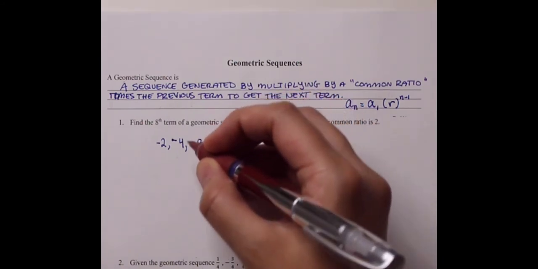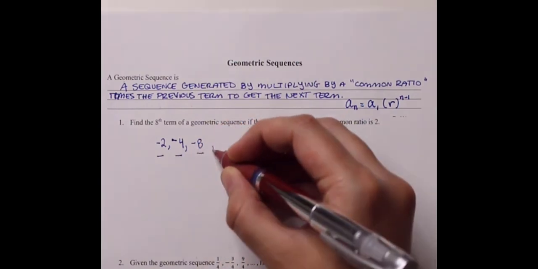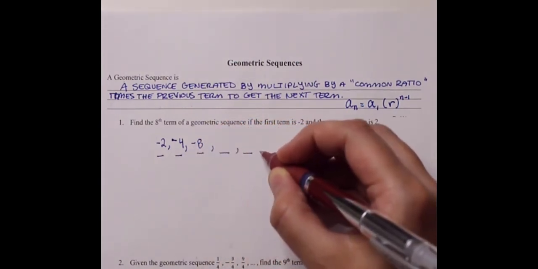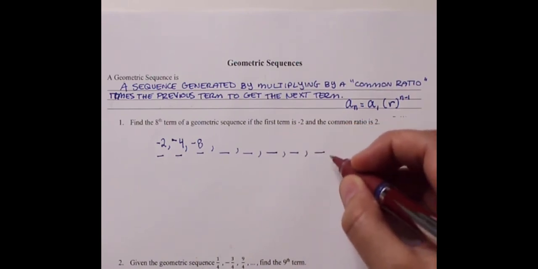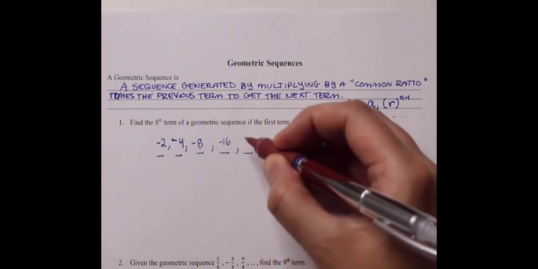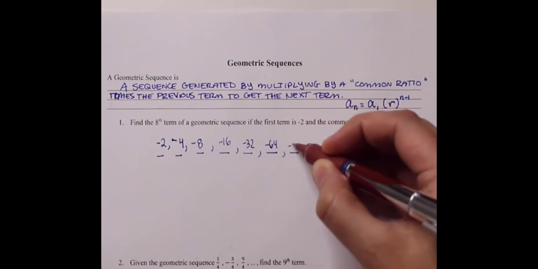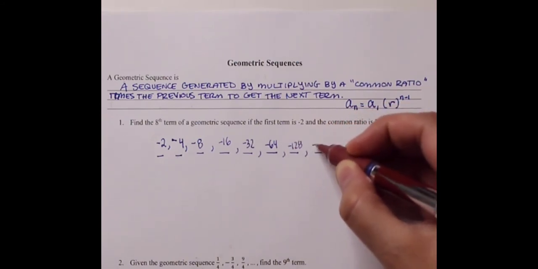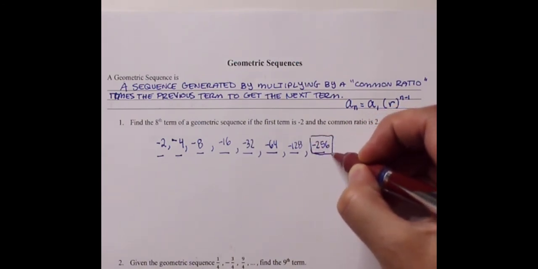I would keep doing this, and let me just keep track. I'm looking for the 8th term: 1, 2, 3, 4, 5, 6, 7, 8. So I'm looking for a sub 8. Times 2 is negative 16, times 2, negative 32, negative 64, negative 128, and negative 256. So that is the 8th term in this sequence.